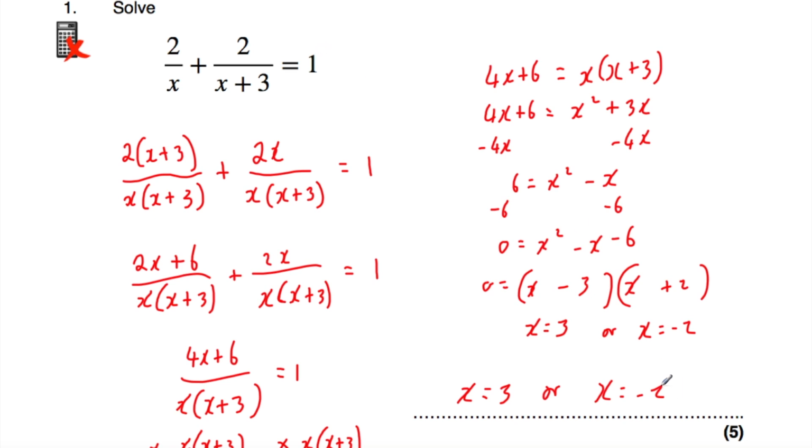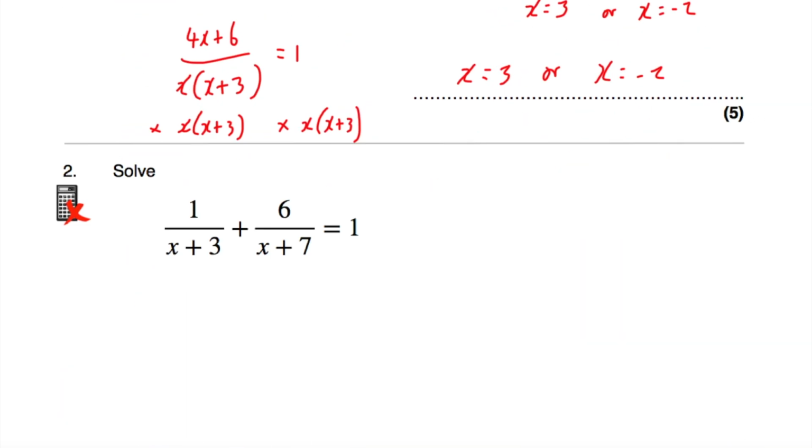If x was equal to -2, you'd have 2 divided by -2, that's -1. So that's -1, just going to write there, -1. And then here, if x is equal to -2, you'd have -2 plus 3. -2 plus 3 is 1. 2 divided by 1 is 2. So you end up with -1 plus 2, and that's equal to 1. So that works. So there are solutions. And that's it. We've done that question.